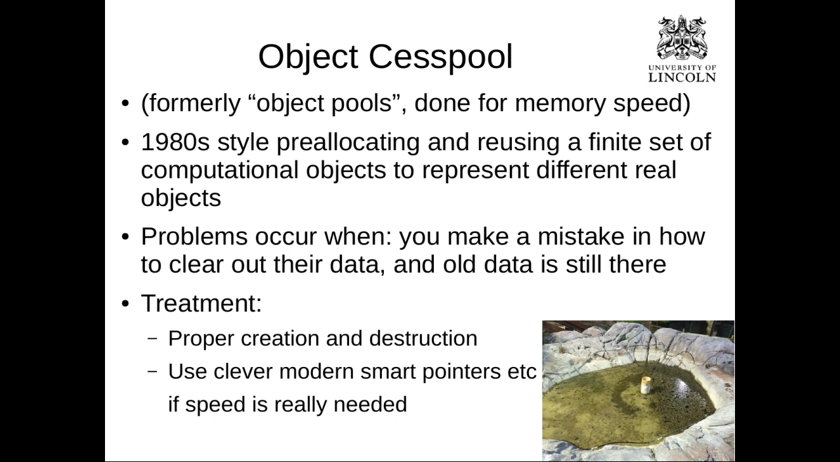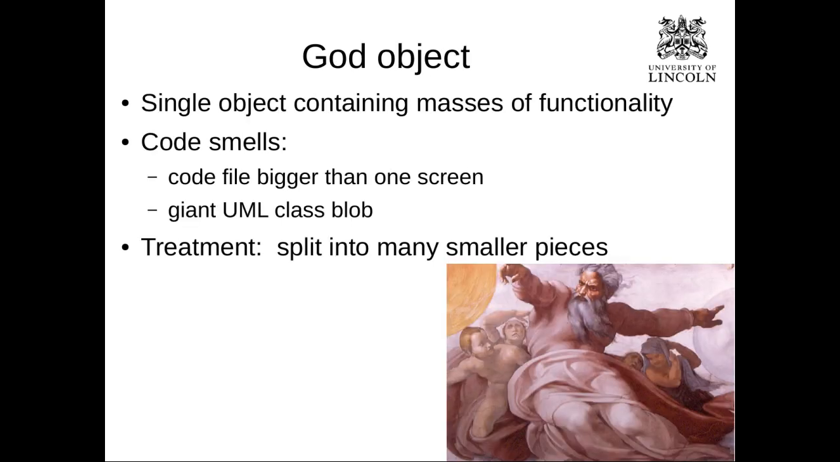The God object. A God object is a single object containing masses of functionality. So this is often done by engineers trying to write code when they don't understand object-oriented programming. They will basically come and write a procedural program and they'll just put it all inside one great big class, and it's just a procedural program, and you're not getting any of the supposed benefits of object-oriented programming anymore.